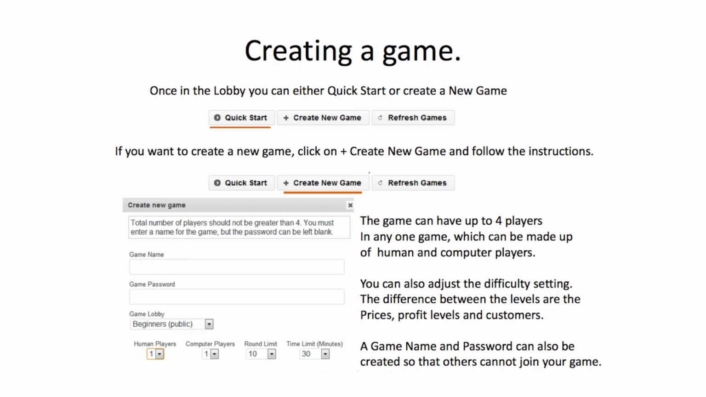Creating a game. Once in the lobby, you can either quick start or create a new game. If you want to create a new game, click on Create New Game and follow the instructions. The game can have up to 4 players in any one game, which can be made up of human and computer players. You can also adjust the difficulty setting. The difference between the levels are the prices, profit levels, and customers. A game name and password can also be created so that others cannot join your game.